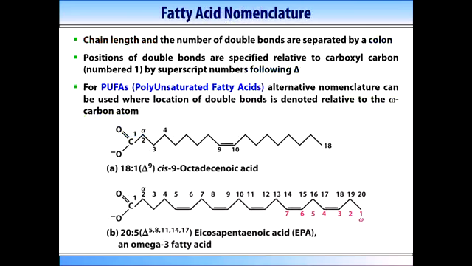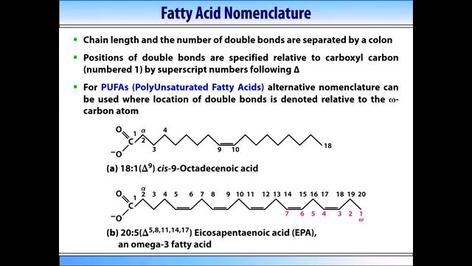Okay, what is the nomenclature? The chain length and the number of double bonds are separated by a colon. For example, in the case of this stearic acid, we say 18:1, which means 18 carbons and 1 double bond. Then in the brackets we put delta 9, which is the position at which the double bond is located.